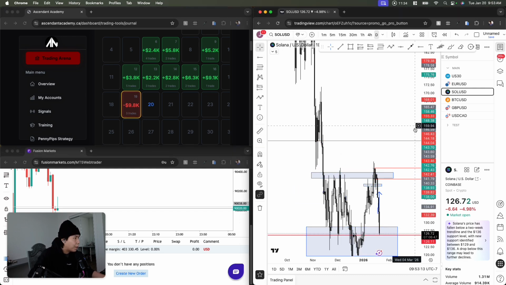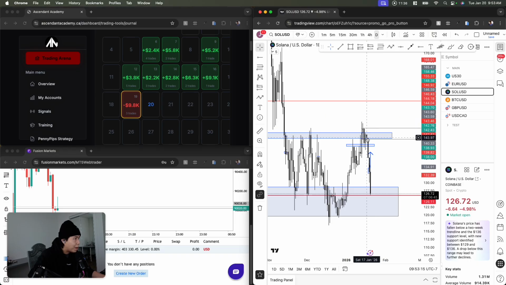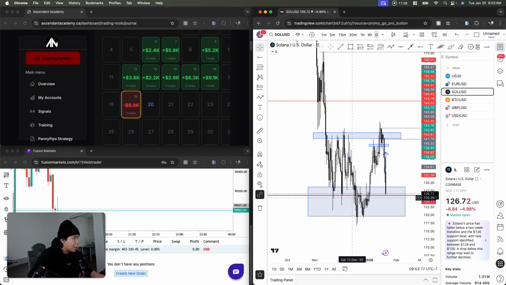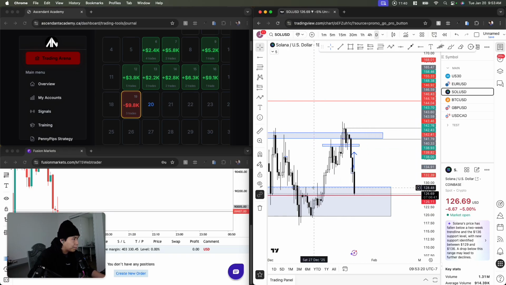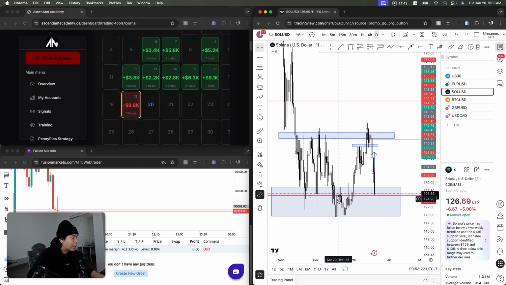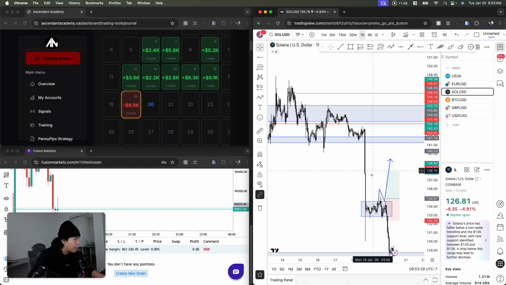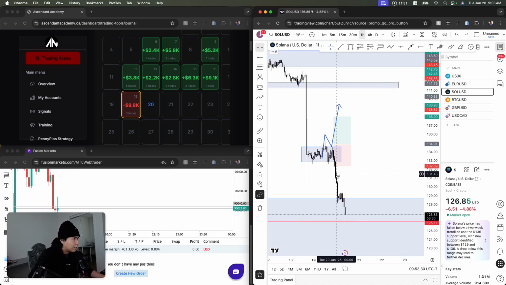So Solana USD, obviously we're tanking off this massive macro daily support level and we're getting back down to this massive macro daily support level down here. So we'd just be looking for it to show signs of rejections back up. But clearly there hasn't been.